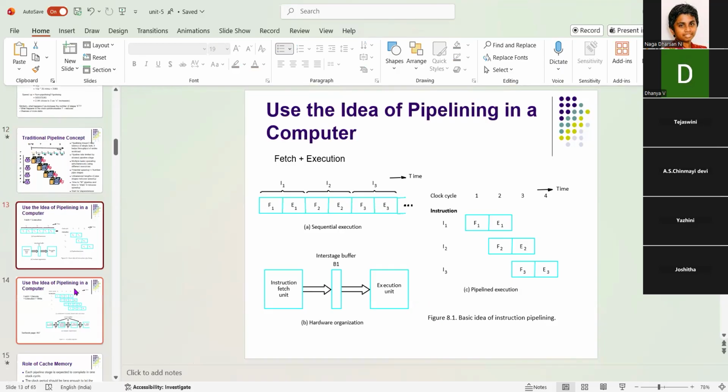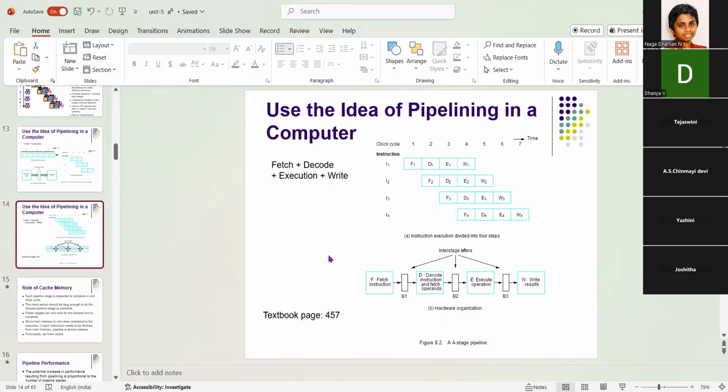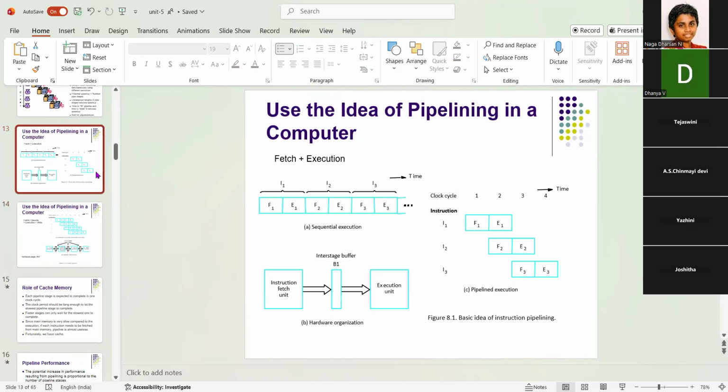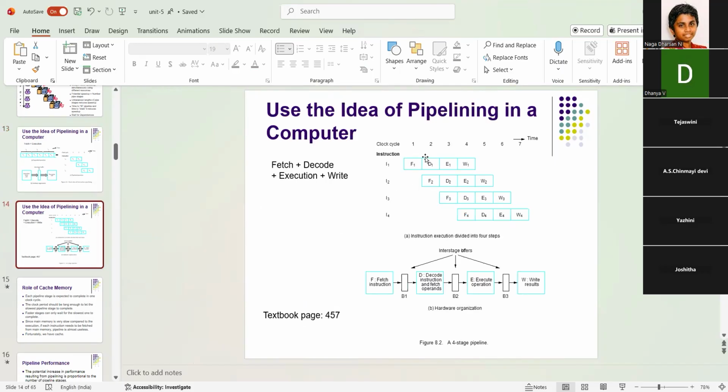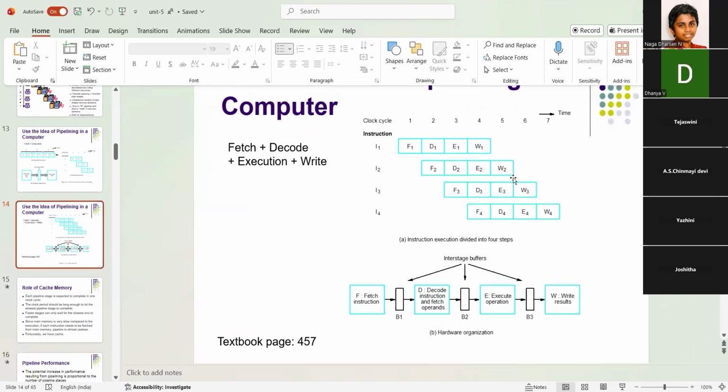So before that, I showed you an example of two-stage pipelining, right? So fetch and the execution unit, and we have buffers inside. Now, a four-stage pipelining: fetch, decode, execute, and write. If you see this, again we can calculate the clock cycles. It's n plus k minus 1. Our n is 4, and k is also 4. So 4 plus 4 minus 1, which is 7. So 7 is our clock cycles.